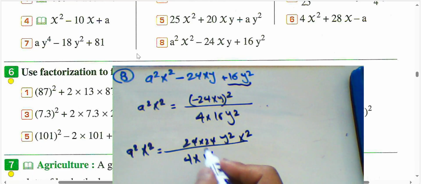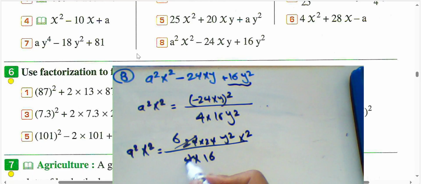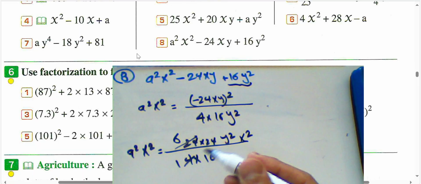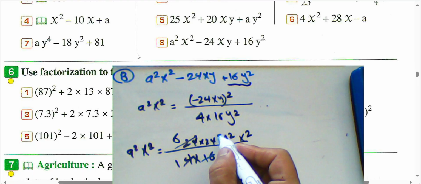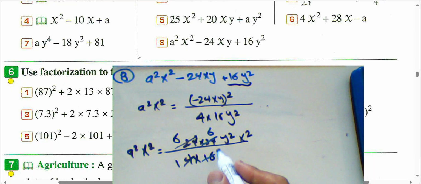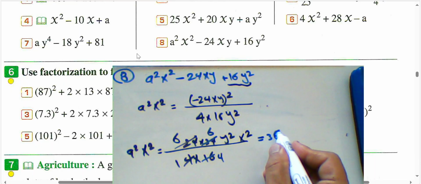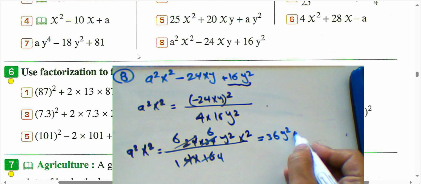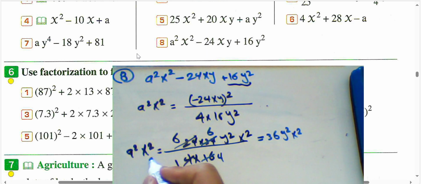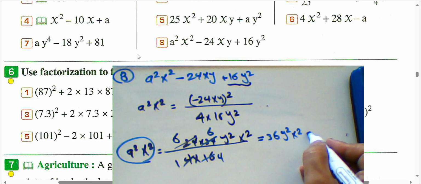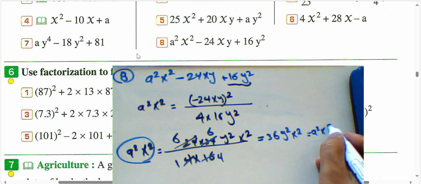24 divided by 4 equals 6. 4 divided by 4 equals 1. 16 divided by 4 equals 4. 24 divided by 4 equals 6. 6 times 6 equals 36. Then 36 y power 2 x power 2 equals a power 2 x power 2.